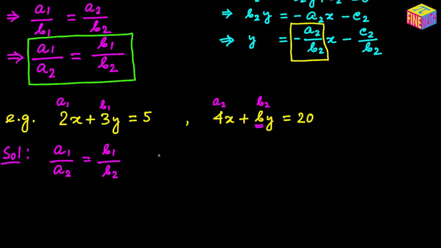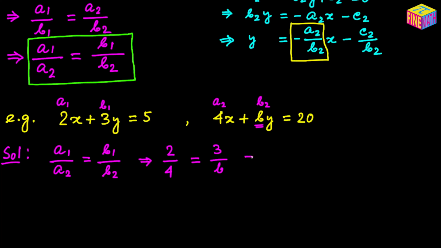So from here what do we get? Can we solve it? Let's solve it from here. What is a sub 1? That is positive 2. So positive 2 divided by a sub 2, which is actually positive 4. Okay, great. And then that will be equal to b sub 1, which is positive 3, divided by b sub 2. Well, b sub 2 is actually b, lowercase b. That's the b right there in the second equation.